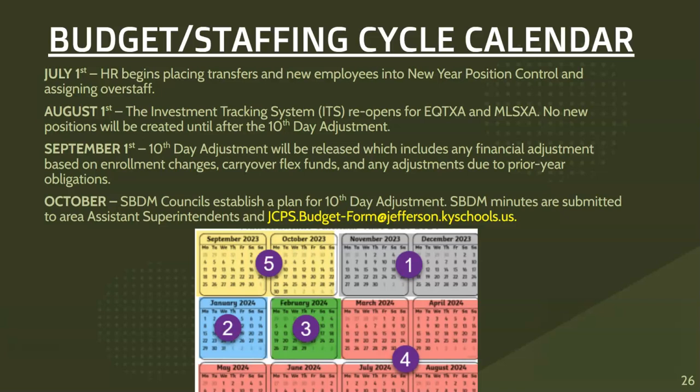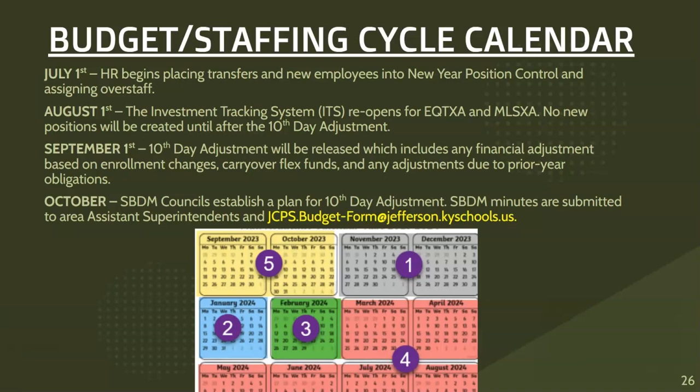On August 1st, budget will reopen the investment tracking system for both equity funds and the multilingual supplemental funds. However, no new positions will be created till after the 10th day adjustment. That 10th day adjustment should occur by September 1st of every year. Even if that's not the 10th day, once we hit the 10th student day, we do an analysis of the actual enrollment for each school. And then there are meetings with assistant superintendents and the superintendent to discuss the impact on schools, whether it's gains or losses.